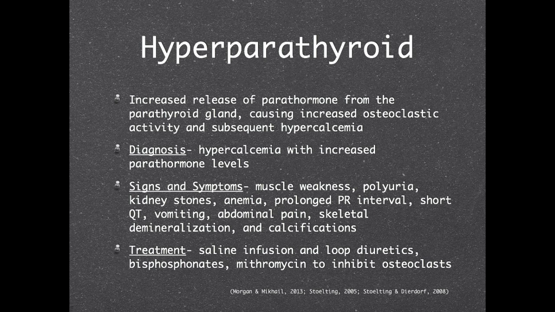Hyperparathyroidism is increased release of parathormone from the parathyroid gland, causing increased osteoclastic activity and subsequent hypercalcemia. Its diagnosis is made by noting hypercalcemia with increased parathormone levels, and often you note kidney stones. Signs and symptoms include muscle weakness, polyuria, kidney stones, anemia, prolonged PR interval, short QT, vomiting, abdominal pain, skeletal demineralization, and calcifications. Treatment includes sodium chloride infusions and loop diuretics, as well as the administration of bisphosphonates and mithramycin to inhibit osteoclastic activity.